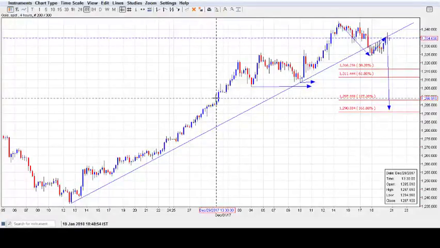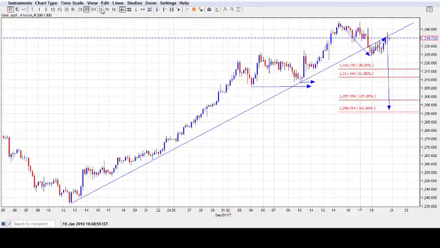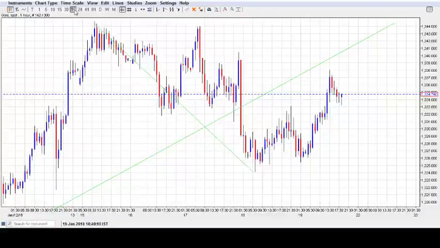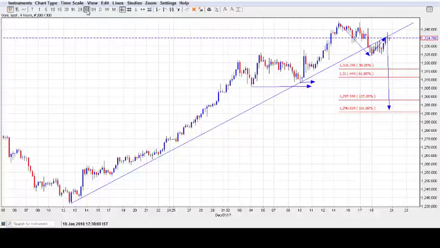At this point in time, we are going to focus on selling on rallies unless 1357 stays intact or remains intact. All right, so that was a brief summary of all the 3 trades that we've done till now.